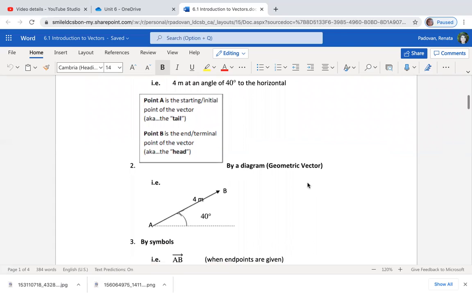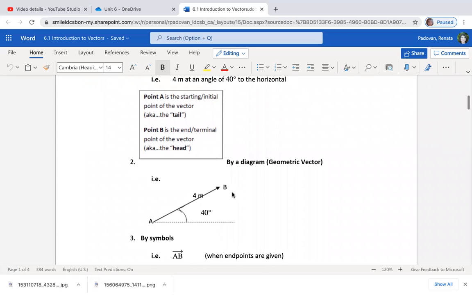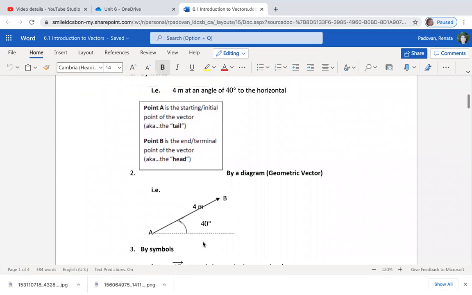So moving it to number 2, by a diagram, so a geometric vector here. It's the same wording as before, just turning it into a diagram. So they're kind of connected. So 4 meters here is my length, my distance, and my direction at an angle of 40 degrees, again, to the horizontal or from the horizontal. There's my dotted horizontal line. So I'm coming from the horizontal up.